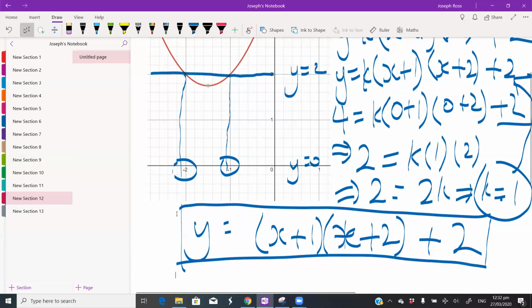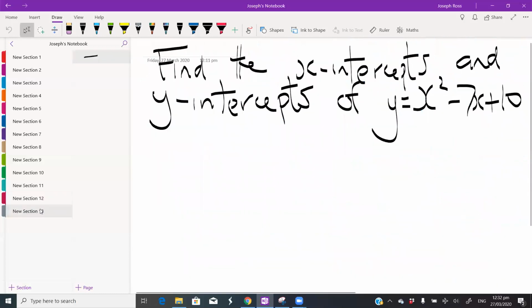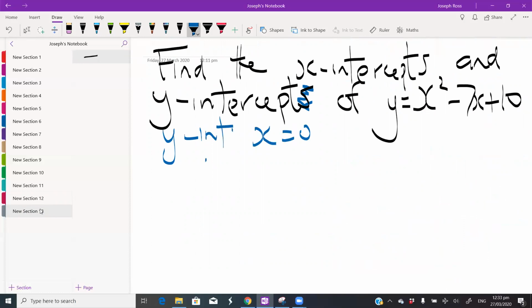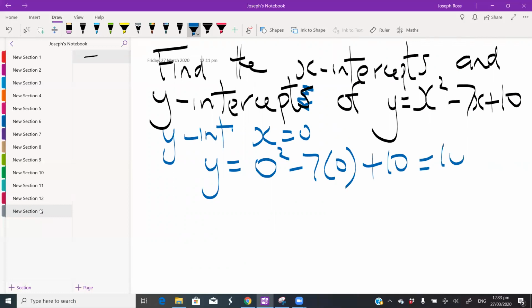Okay, so we've got the equation of that graph. Now lastly, we need to find the x-intercepts and the y-intercept. So that's going to be singular. There is only one y-intercept of a parabola y equals x squared minus 7x plus 10. First thing to do, let's get the y-intercept first, which is put in x equals 0. We get y equals 0 squared minus 7 times 0 plus 10, which is 10.